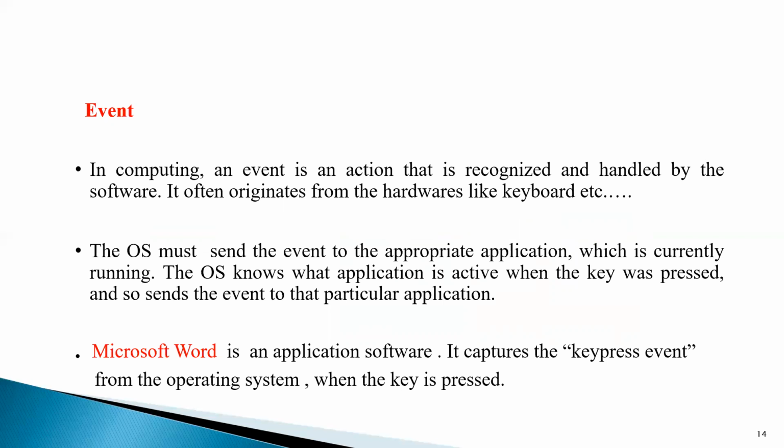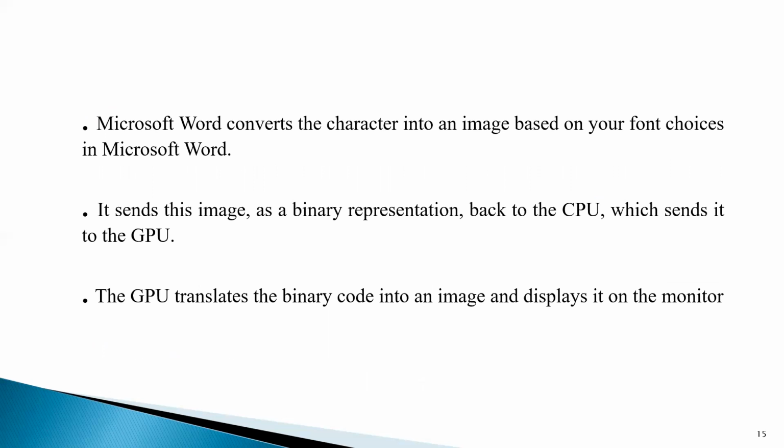Microsoft Word is an application software. It captures the key press event from the operating system when the key is pressed. Microsoft Word converts the character into an image based on your font choices. In Microsoft Word, we can choose our own font, right? Times New Roman. A lot of fonts are there, whatever font you want, we may choose. So Microsoft Word converts the character into the image based on our font choices.